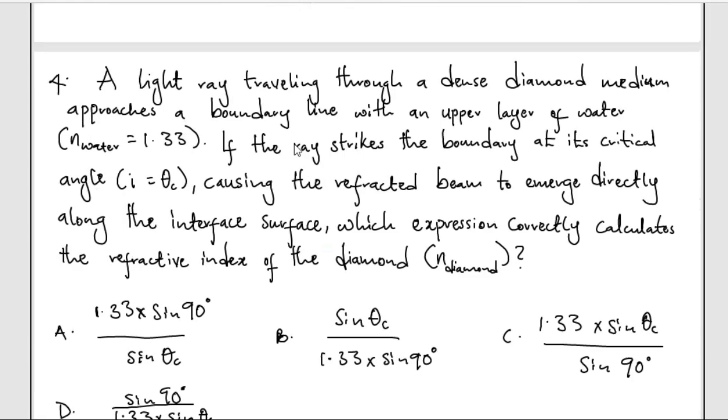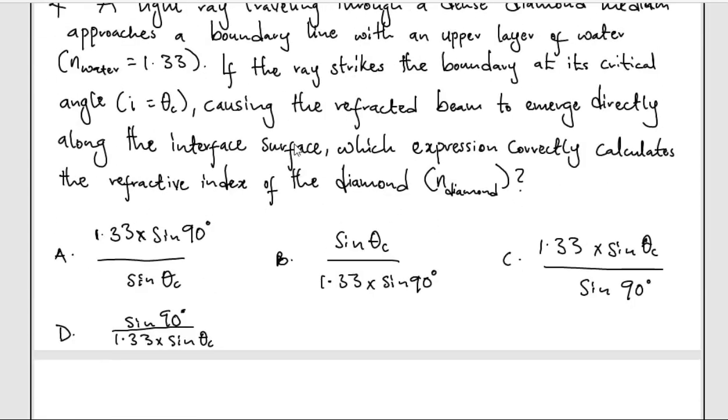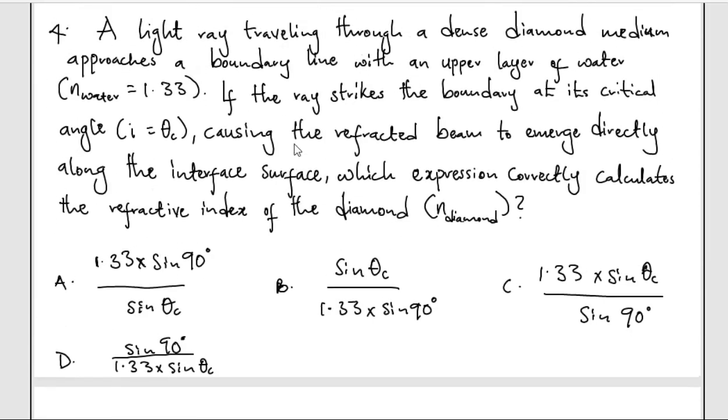So lastly, let's look at number 4. Once again, solve the equation, then come back to look at the solution. A light ray traveling through a dense diamond medium approaches a boundary with an upper layer of water. Take note, this time we are looking at the boundary between a diamond and water, not air. And you are given the refractive index of water to be 1.33.